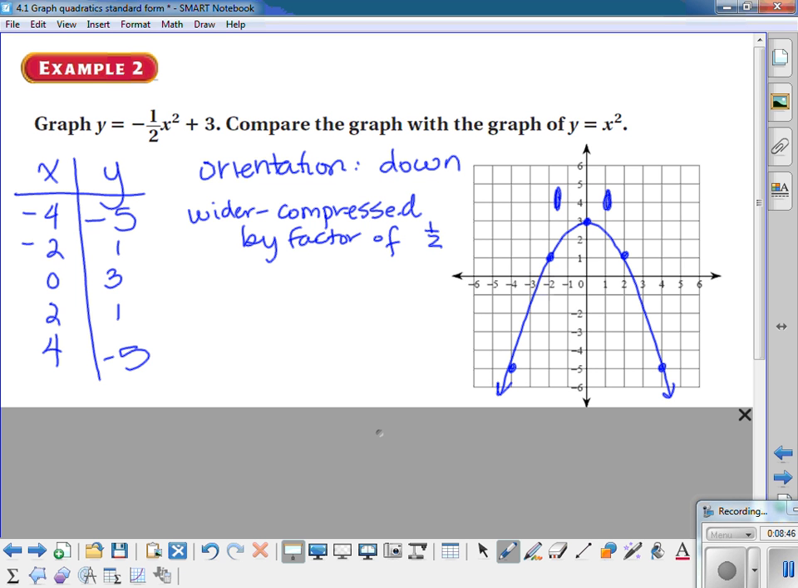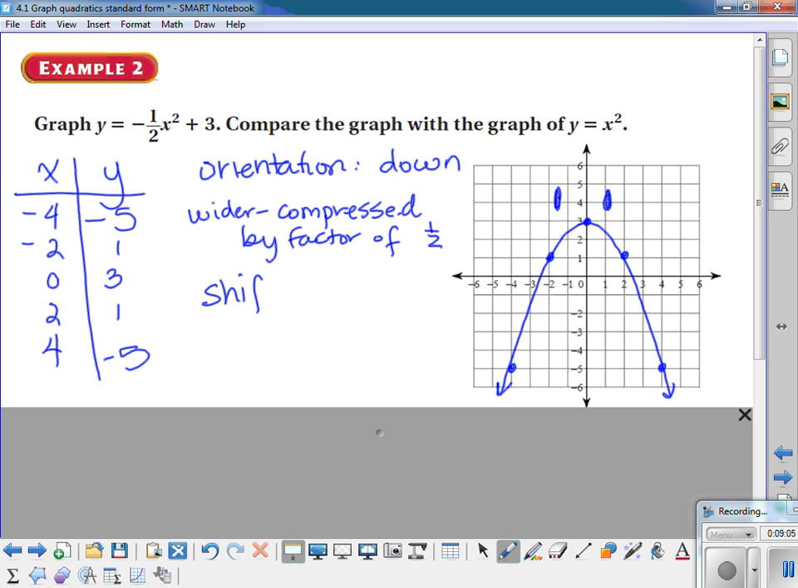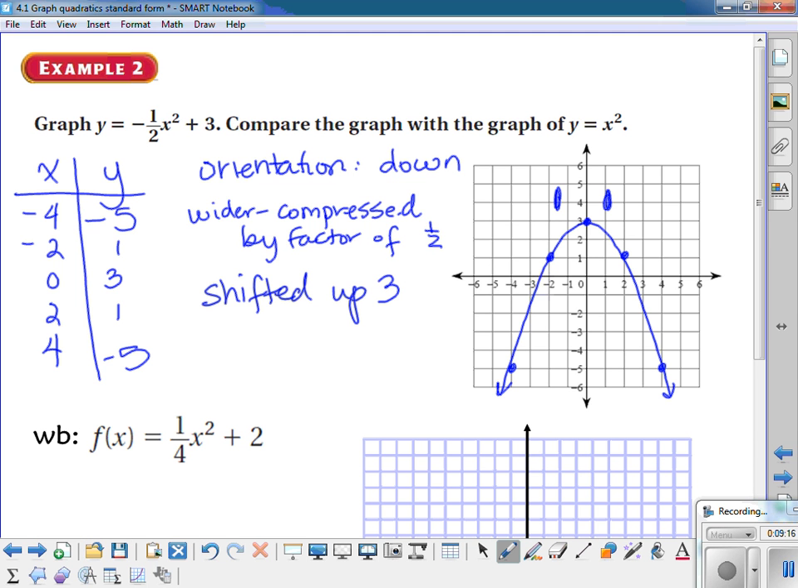Always think up and down. When we're talking about compressing or stretching, we're always talking about vertically. So it's like I pushed it down from the top or the bottom. All right, and then finally, is it shifted at all from where it was before? Yeah. How much did we shift it? Up 3. Okay. All right. So you guys get to do this one.